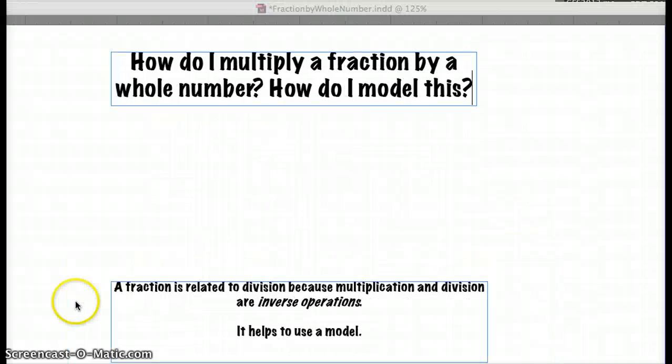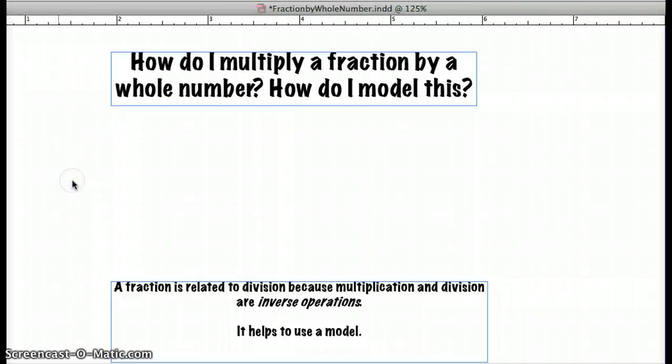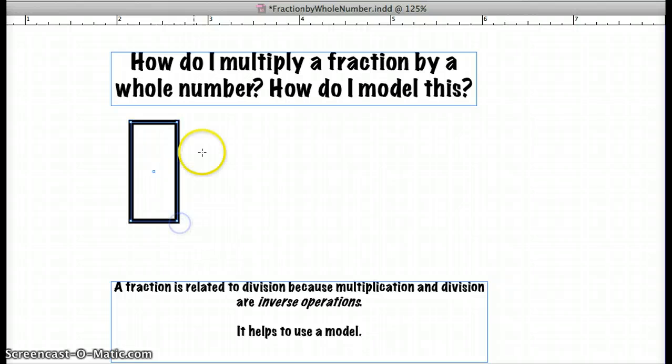The last thing we're going to talk about is multiplying a fraction by a whole number and modeling it. We can also multiply a whole number by a fraction. The models will look a little different, and I'll explain why. So for example, say we had a problem where I drank 2/3 of a quart of iced tea each day for 5 days. So I'm going to make 5 quarts.